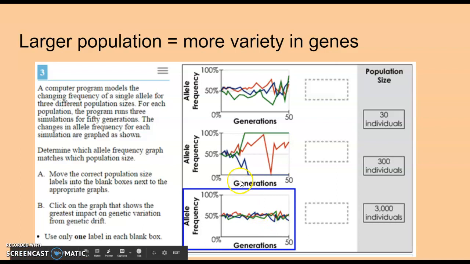If I was to look at this, I would say this one would, right? I have different variety for all of these different genes. So my biggest population of 3,000 would go there. Next, I would say this one has the next largest variety, causing my 300 individuals to go here. And this one not showing much variety at all. It's pretty much the same as the generations go on. So my 30 individual, my smallest population, would go here.